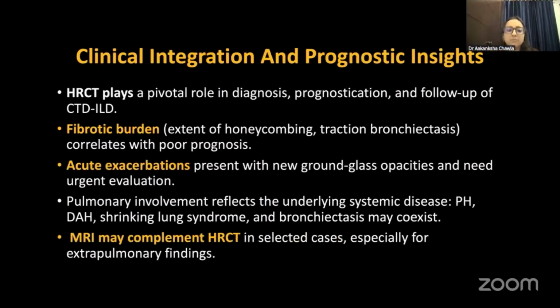Then HRCT plays a pivotal role in prognosis, diagnosis, as well as follow up. Fibrotic burden correlates with poor prognosis. Acute exacerbations present with new ground glass opacities, and they need urgent evaluation. Pulmonary involvement reflects the underlying systemic disease, and MRI may complement HRCT in selected cases, especially when you're looking at extrapulmonary findings. Thank you.